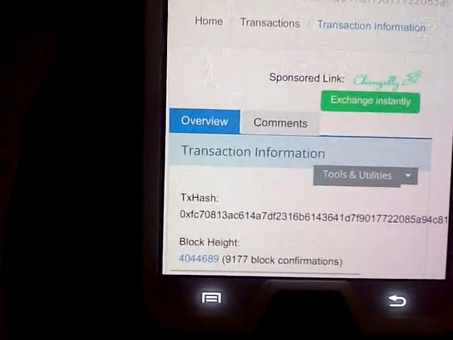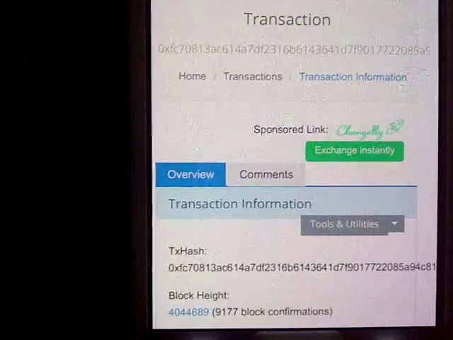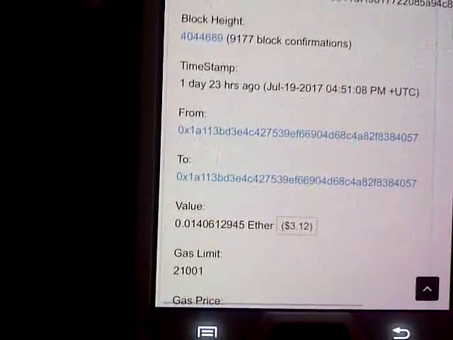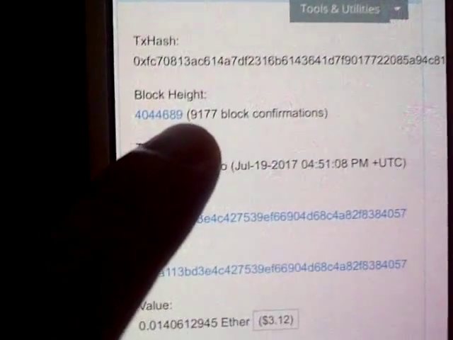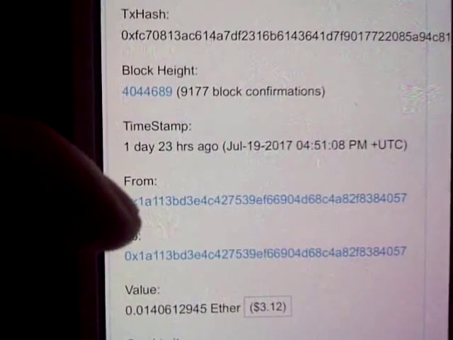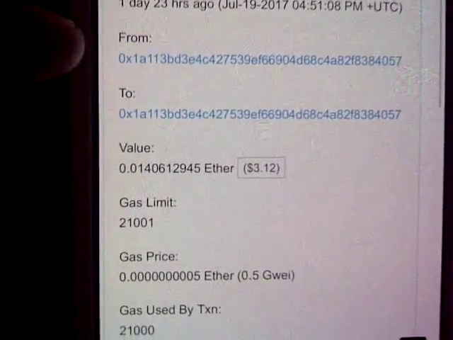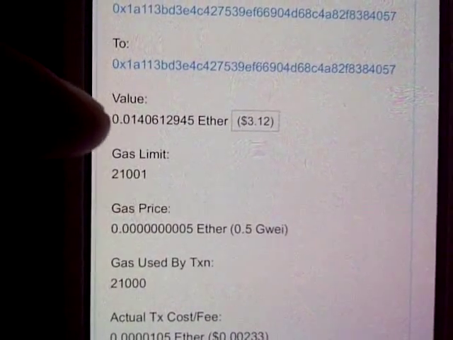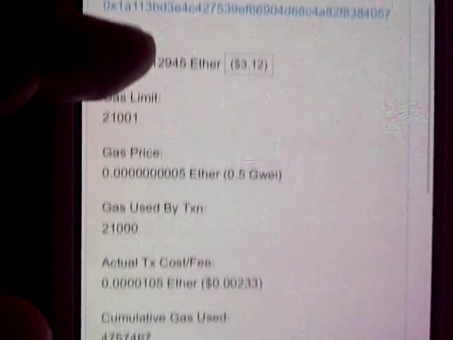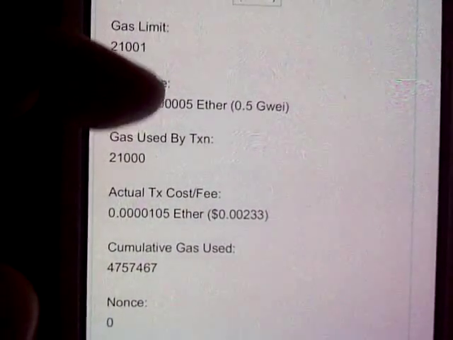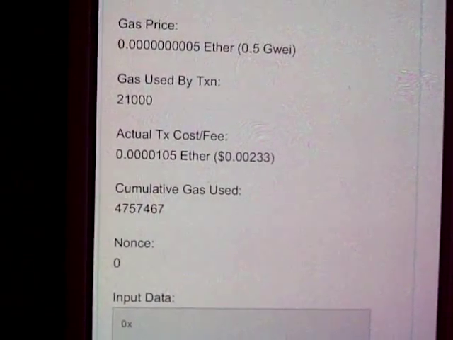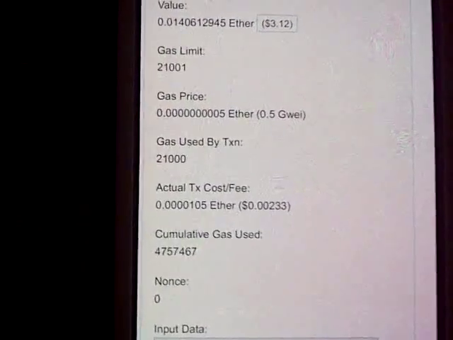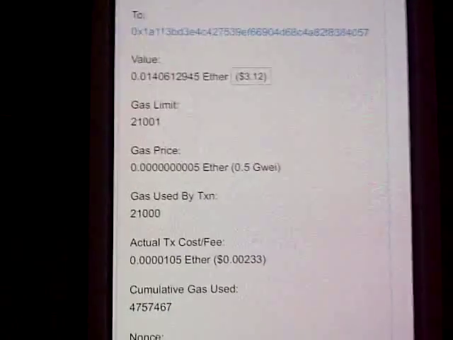See what it says here. I'm sure it's going to be updated. It should update by now. Let's see. So yeah, 9,000 blocks confirmed, 9,000 confirmations, I should say. That's the amount of Ether that I sent. And there you go, same scenario. All right, so that should conclude this part of the Ethereum. I'm learning more and more about it.